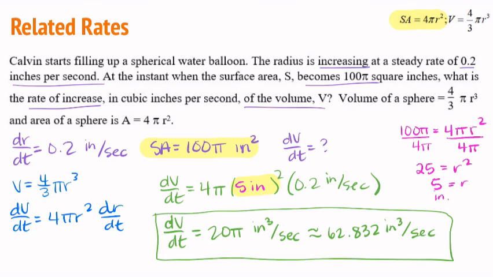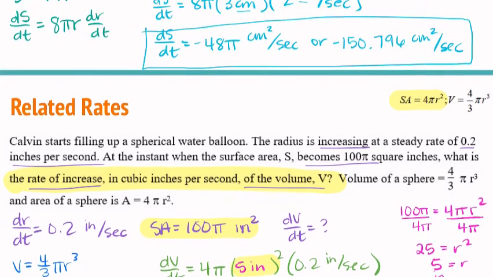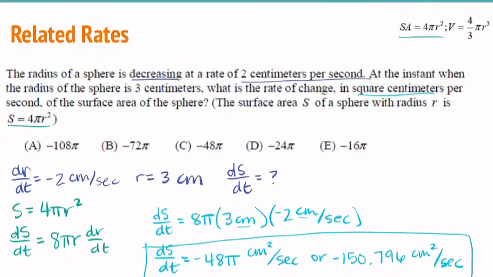So we had to do a little bit of extra work there to get what we needed, but always start out with what the question is asking. So the question was asking the rate of increase of the volume. So we always want to start with that and start solving for the rate of change of the volume. And then if there's a piece of information that's missing, see if they gave you enough information to go back and figure that out. Okay, so that's your related rates with spheres.